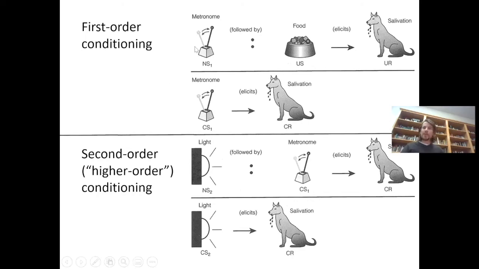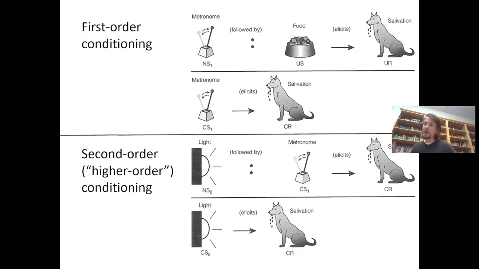So for example, if we paired this metronome with food and gotten the metronome to elicit salivation, then we can now take another stimulus that doesn't elicit salivation, like this light, and pair it with the metronome so that the light will also cause the dog to salivate. We could do that. And that procedure that I've just described is called higher order conditioning or second order conditioning.